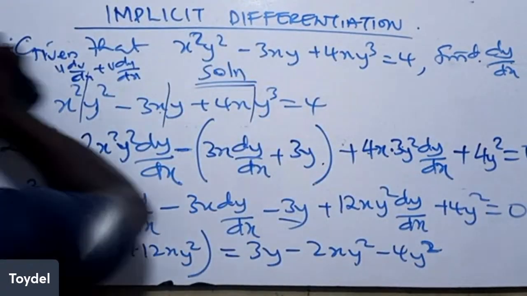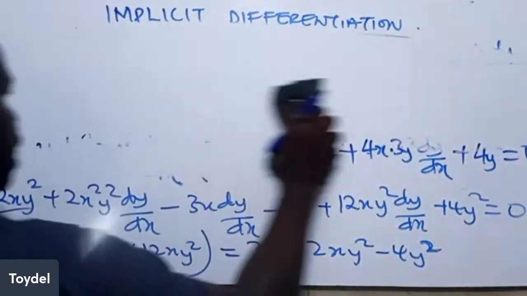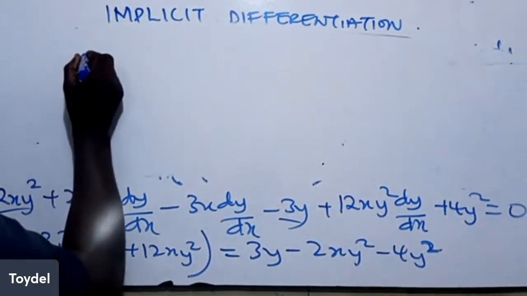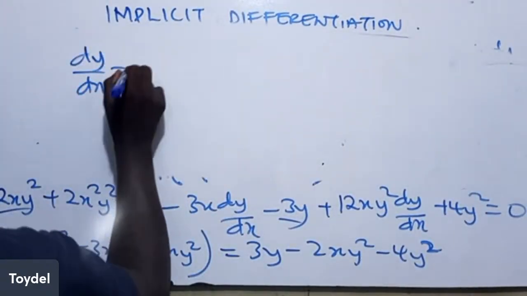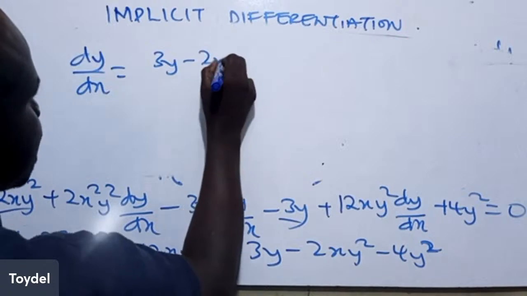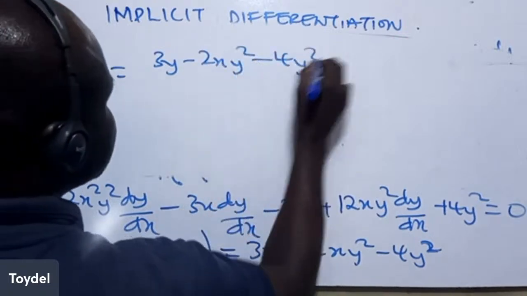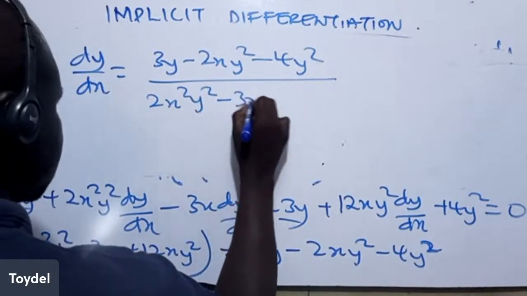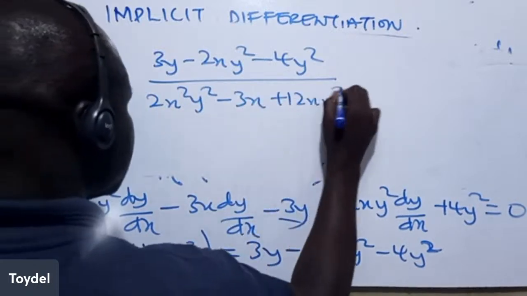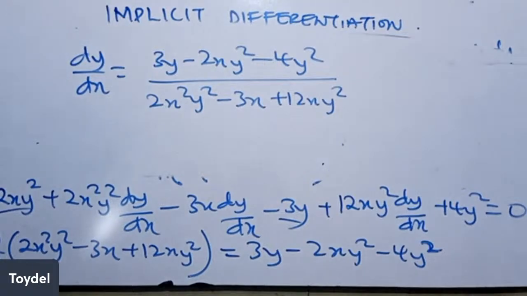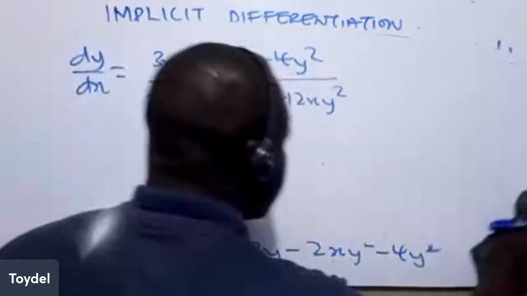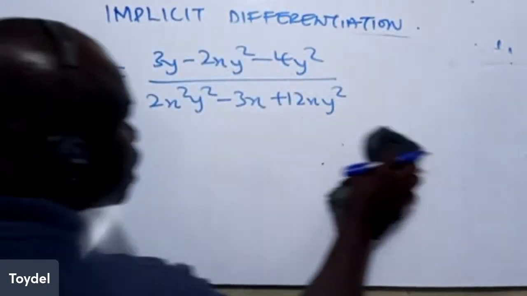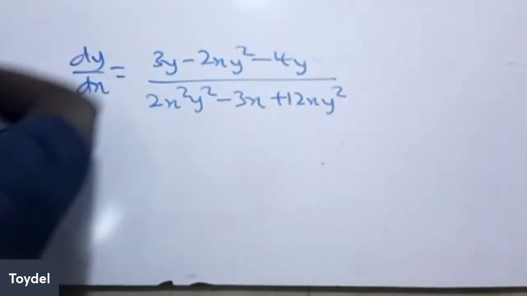So from there, I can make dy/dx the subject of the formula. dy/dx will now be equal to 3y minus 2xy squared minus 4y squared all over 2x squared y squared minus 3x plus 12xy squared. And that is what we are going to get. And that's what we have done. So under implicit differentiation, the knowledge of the product rule will actually come into place. So we should note that.